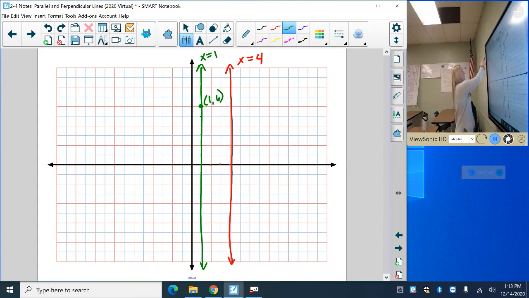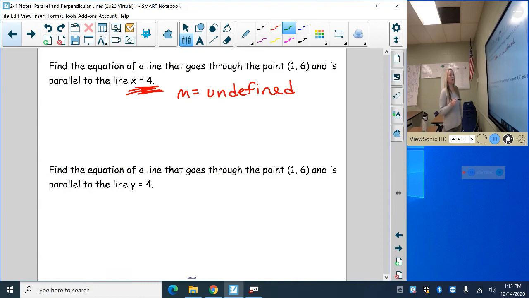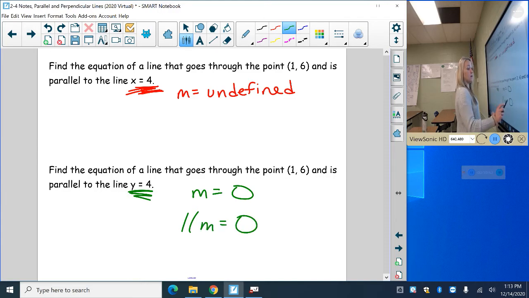Now let's look at another one. Find the equation of a line that goes through the point 1, 6 and is parallel to the line y equals 4. So now we have y equals 4. So the slope of a line y equals 4 is 0. Remember, lines with 0 slope are just horizontal lines, meaning the parallel slope also has to be 0, or a horizontal line that goes through the point 1, 6.